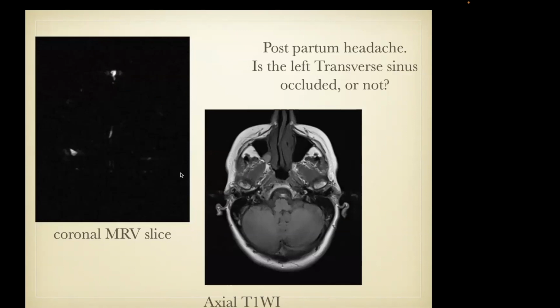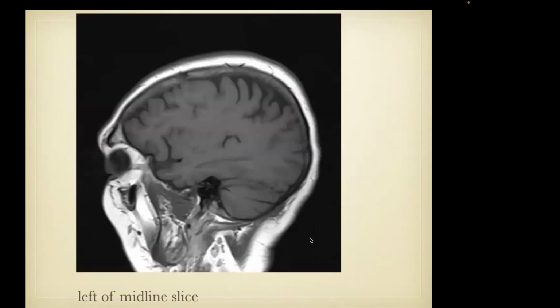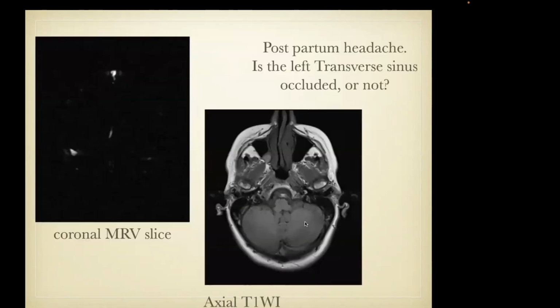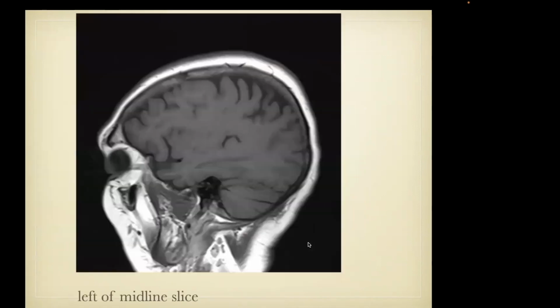That can help you in cases where you're not sure. But let me show you this case. Here we see again, asymmetry of the transverse sinuses on the coronal slice image. Here's the axial T1 scan. What you should, in those cases, do is go to the sagittal image and look at the sagittal slice that goes through the suspected sinus. So again, the off midline sagittal.